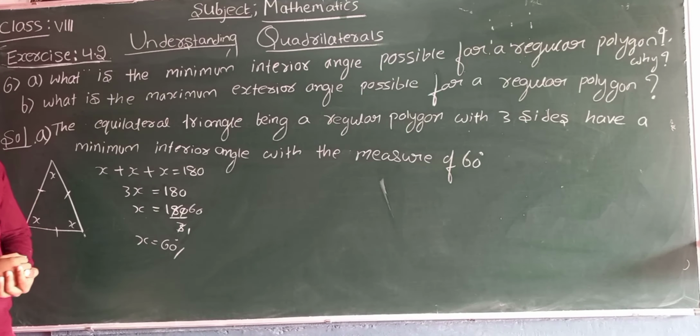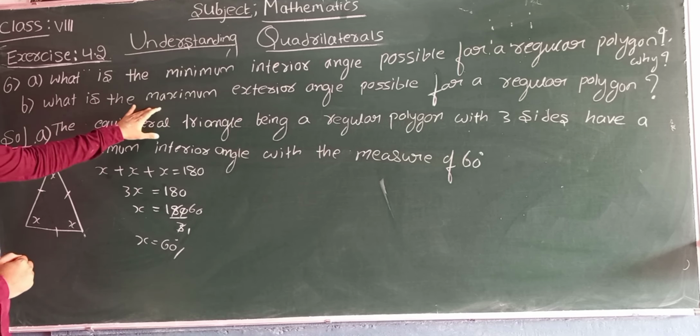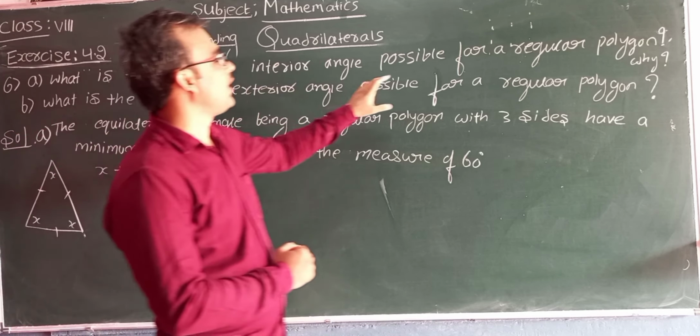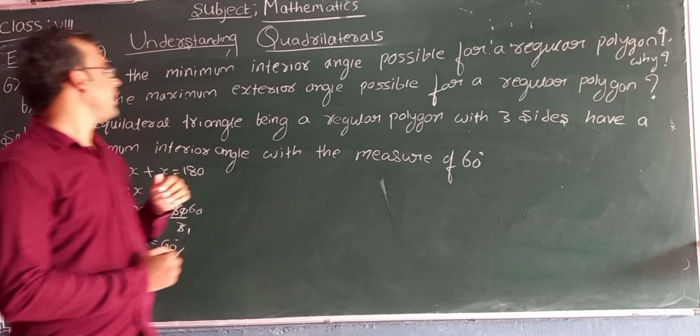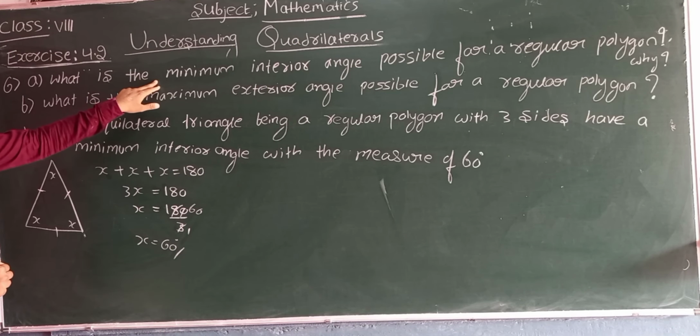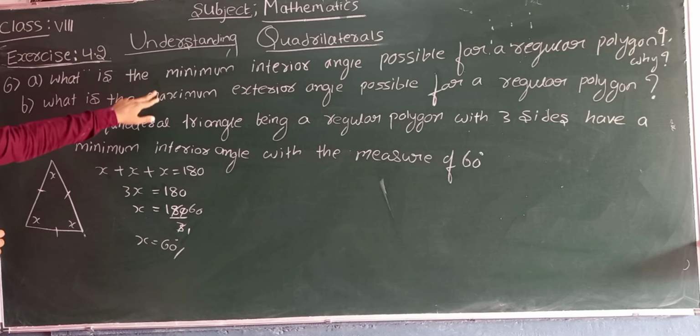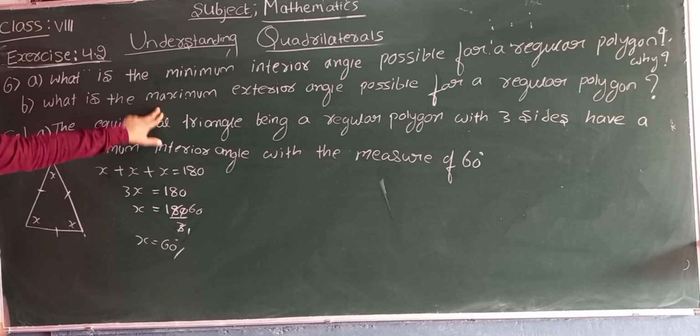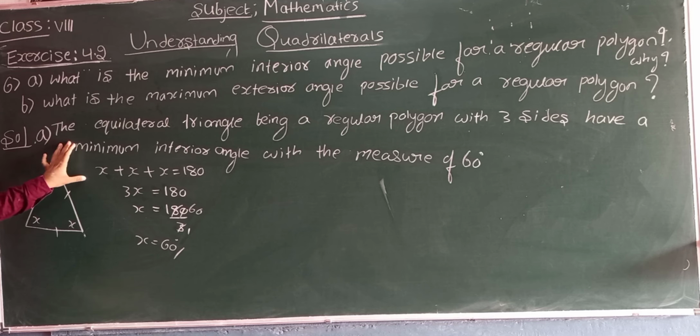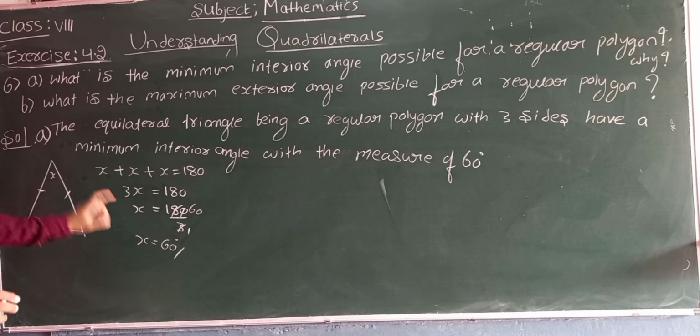Students, now we'll solve the second question of 6th main. What have they given? What is the maximum exterior angle possible for a regular polygon? In the first one they asked what will be the minimum interior angle for a regular polygon, and here they are asking what is the maximum exterior angle for a regular polygon. Students, look at here, just first this one.